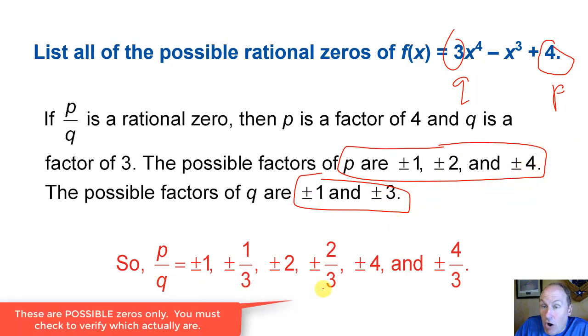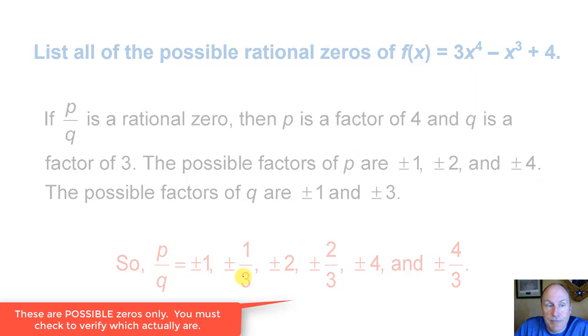Now again, that does not mean all of them are rational zeros. Certainly they're not, because at most this function can have is 4. We're going to look at an example where we actually test that out and use it to find these zeros.